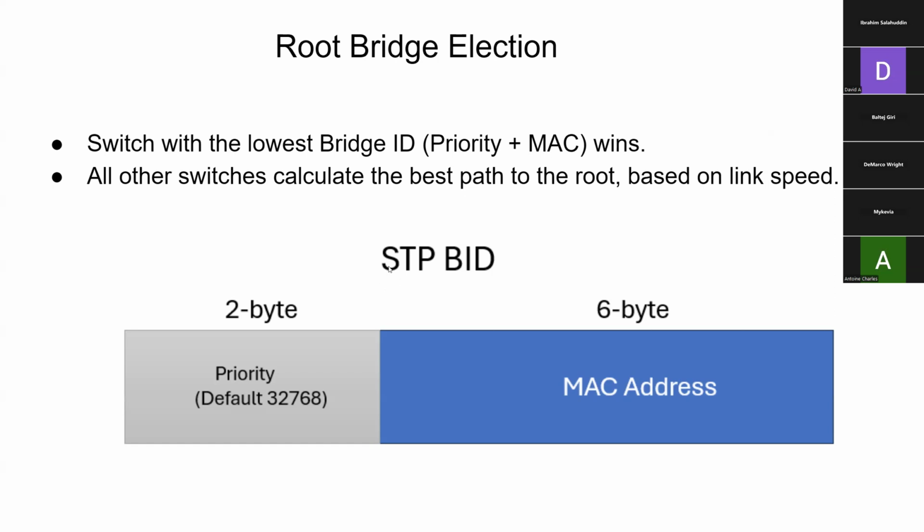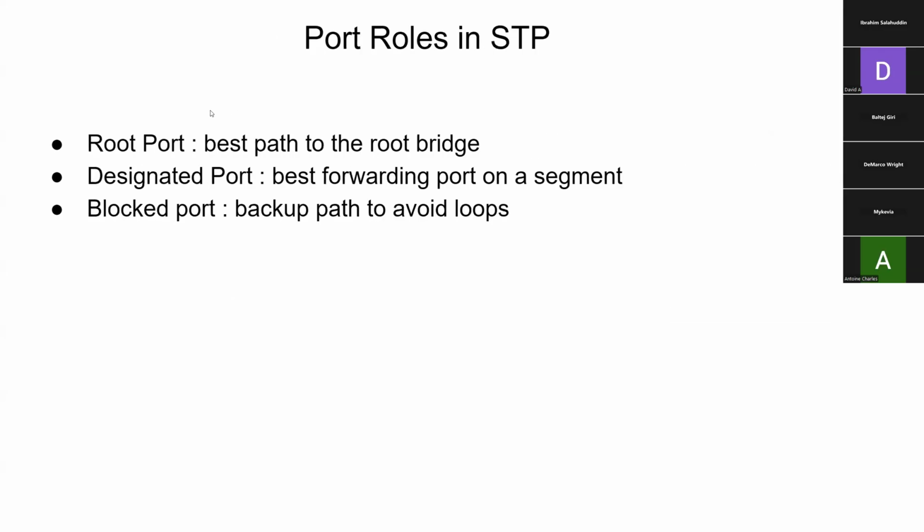And we see a picture here. This is also the spanning tree protocol bridge ID. So just letting you know, hey, this is the priority as well as the MAC address. And then let's take a look at port roles in spanning tree protocol. So in the basic spanning tree, we have three port roles. We have the root port, which is the best path to the root bridge. Remember, that's basically just the root switch, the king of the network. We have the designated port, which is the best forwarding port on a segment. And then we have our blocked port, which is the backup path to avoid loops.